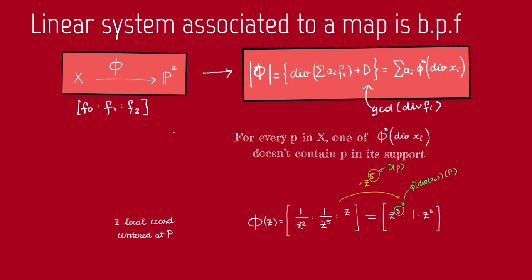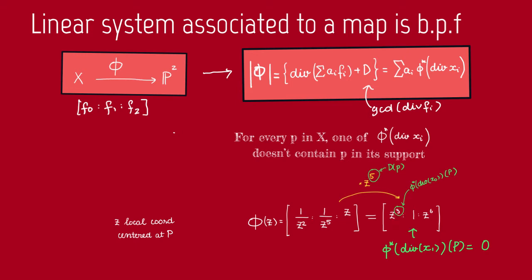So dP is 5. And for each coordinate xi, the phi star of div xi, so the pullback of that divisor, is going to have coefficient at P equal to this exponent. And this is not a coincidence. Why is that? Because of how we chose this representative for phi. We chose it so that we can evaluate this function at P, and P corresponds to Z equals 0. And in particular, we want these coefficients to not all vanish at P.